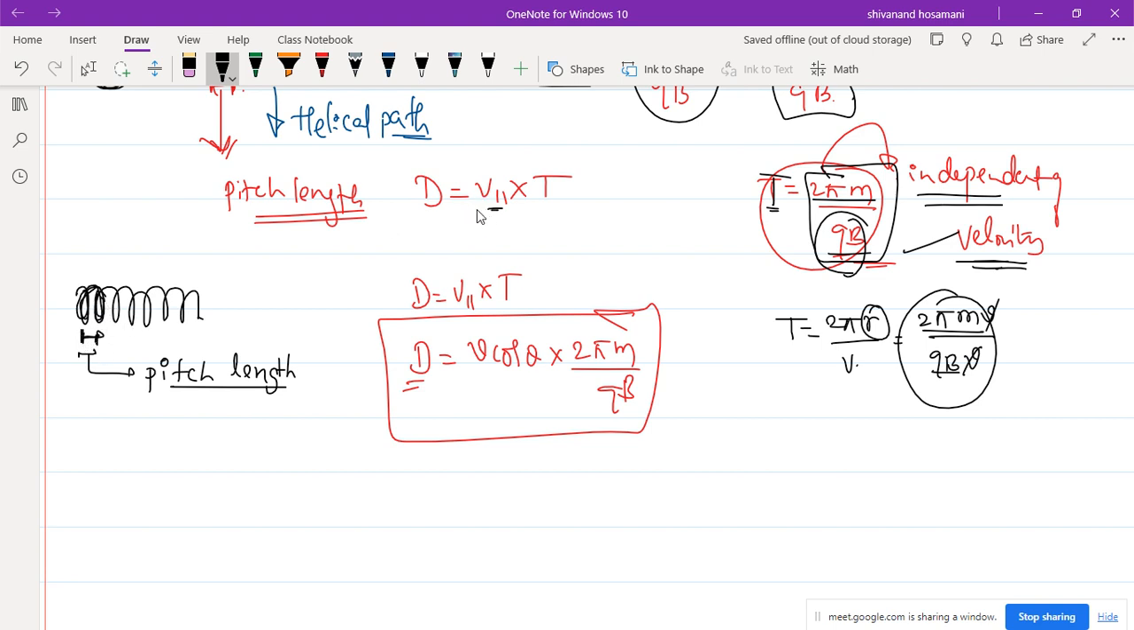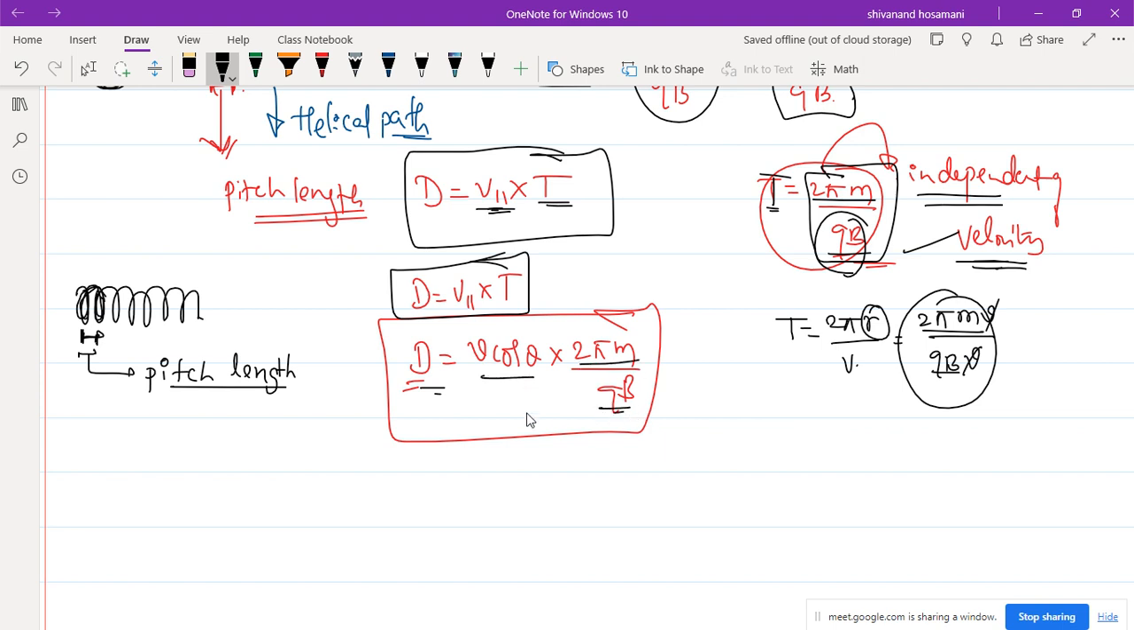Therefore, the horizontal velocity component multiplied by the time period gives us the total distance covered in the forward direction. That distance covered in the forward direction is defined as the pitch length, that is v cos theta into 2 pi m divided by qB. Okay, so the time period is substituted there.